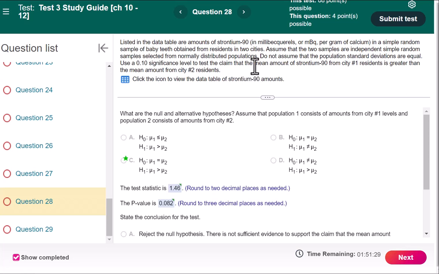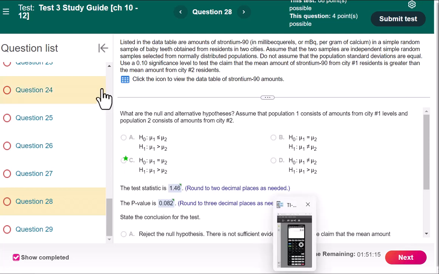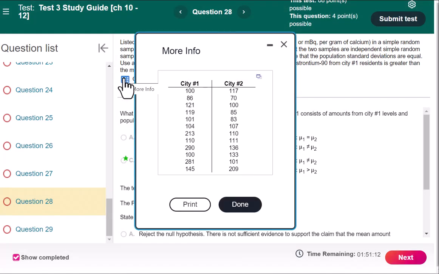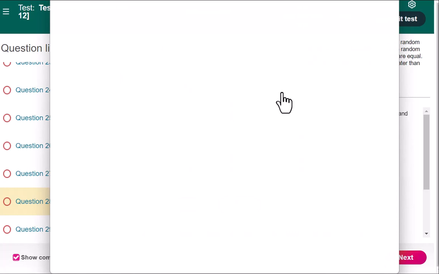Use a 10% significance level to test the claim that the mean amount of strontium 90 from city 1 is greater than that of city 2. So we need a greater than. It's right here, guys. This one. Always equal sign in the null and greater sign in the alternative. So it's a two sample t-test. Let's see here what we have. I'm going to do it in StatCrunch here, so open in StatCrunch.